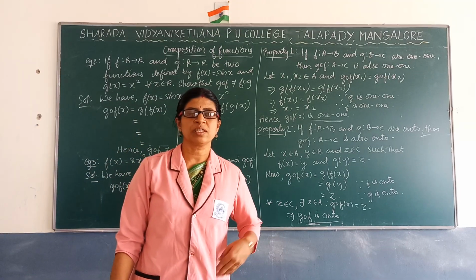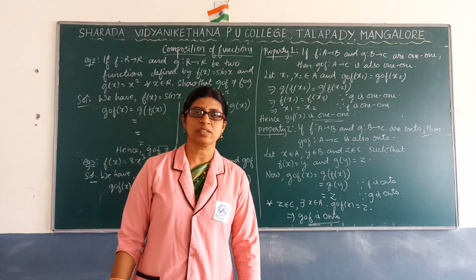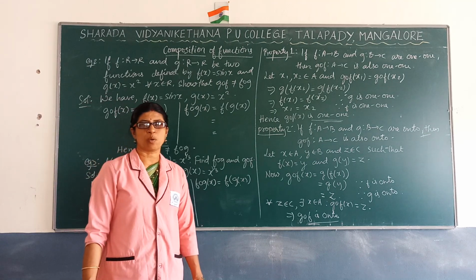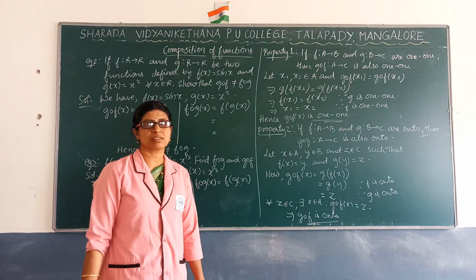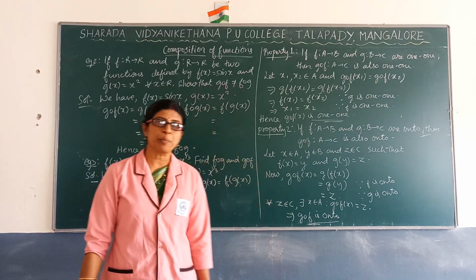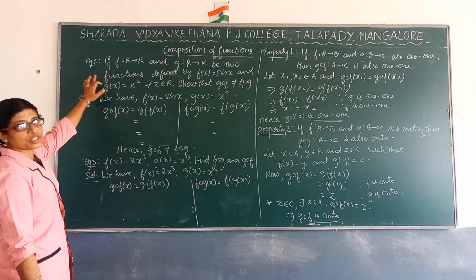In the last class you have seen the definitions and examples on one-one and onto functions and also composition of functions. What do you mean by composition of two functions f and g? So today we will discuss some more problems on composition of functions and also properties of composition of functions. Just see here, first question.